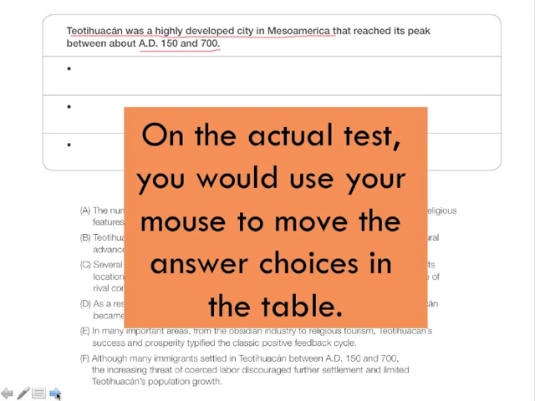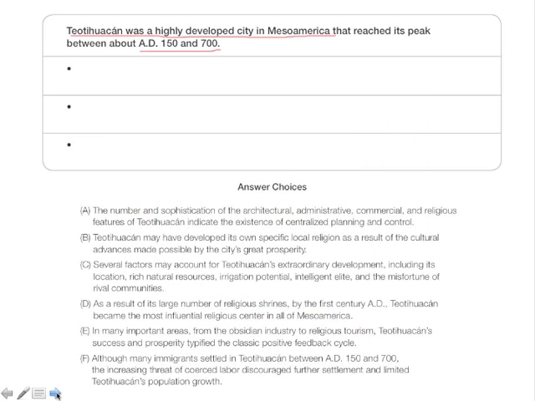Now the key here is to remember that on the test you would use your mouse to move the answer choices. You would actually click and drag them into the chart. But in this particular case, we're going to look at the answer choices and just discuss which ones we think are the correct answer.